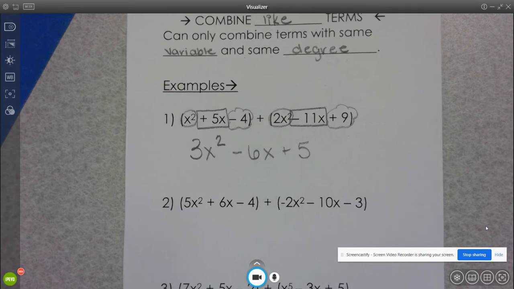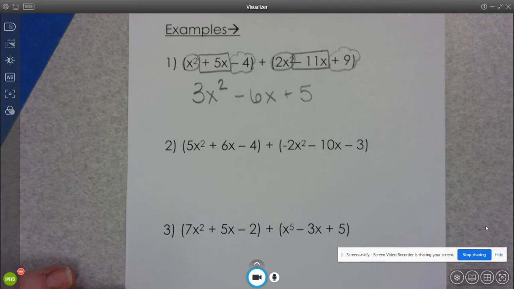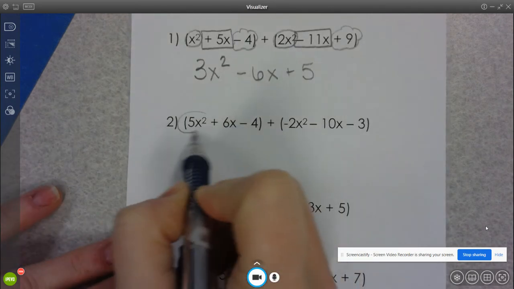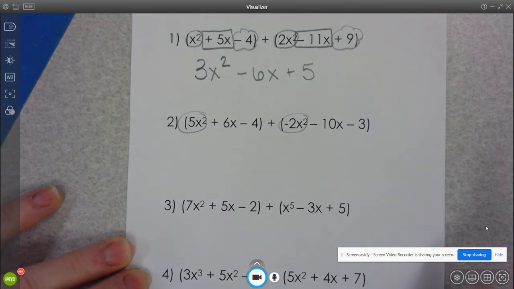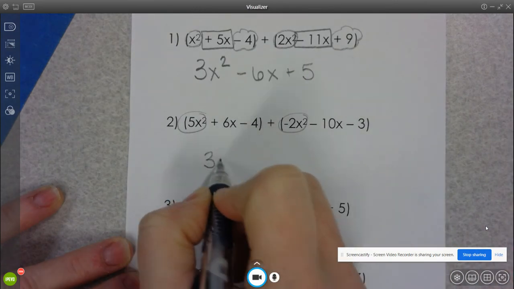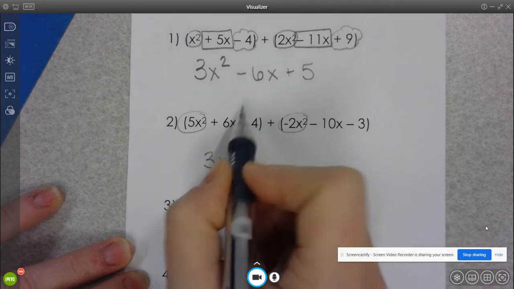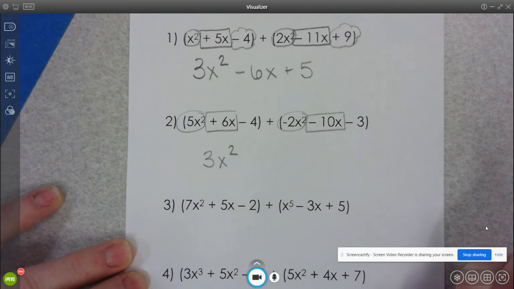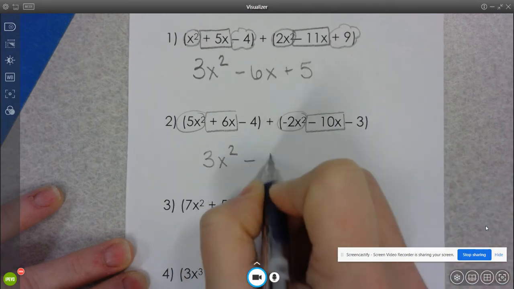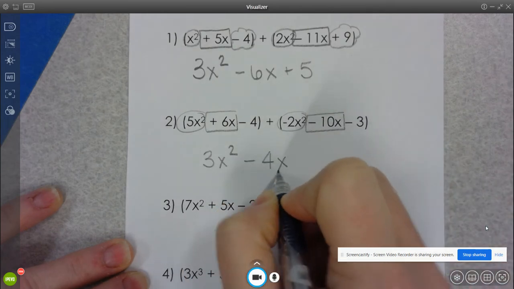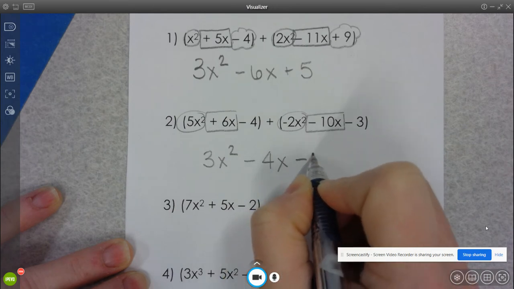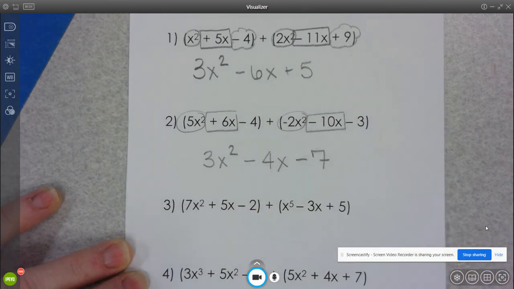We'll do number 2 together as well. Why not? So first I have my squared terms. 5x squared and negative 2x squared is going to leave me with 3x squared. I have 6x and negative 10x. Combining those together is going to give me negative 4x. And then my constants are going to combine together to make negative 7.